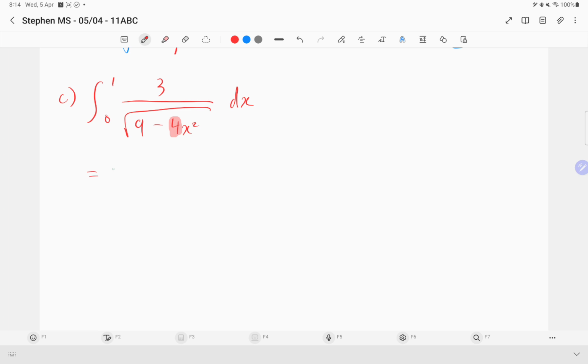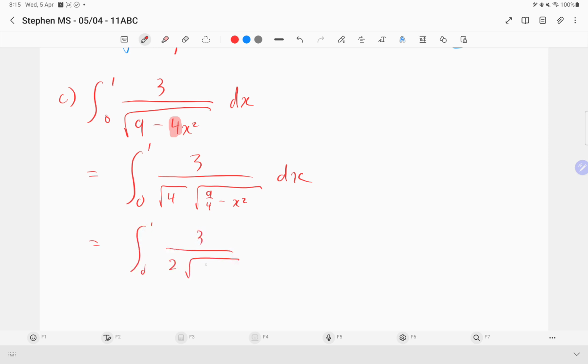So I'll show you the steps in this one, but you need to do it yourself later. First will be 0, 1, right? And then that will be 3. And then you take out 4, that will be square root of 4 times square root of 9 on 4 minus x squared dx. And 2, and then 1 over square root of 9 on 4 minus x squared dx.